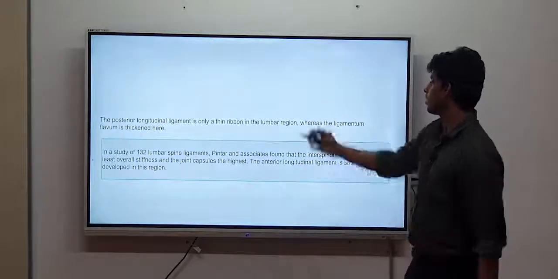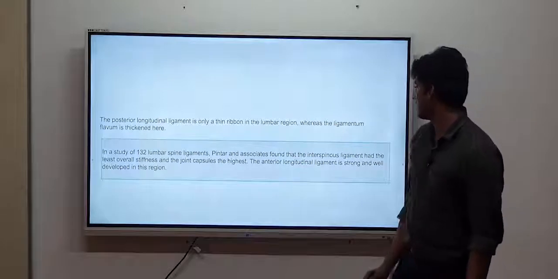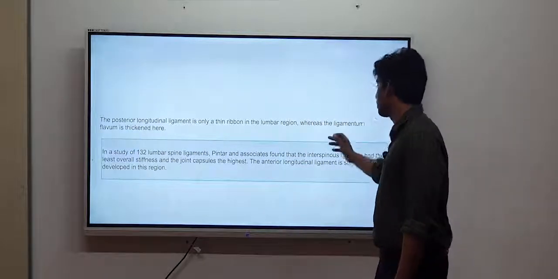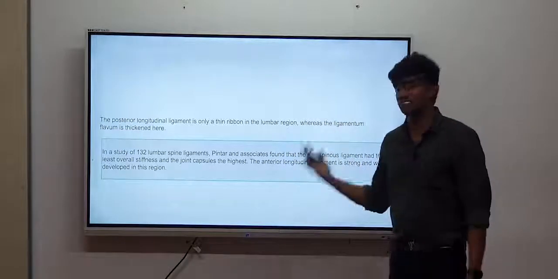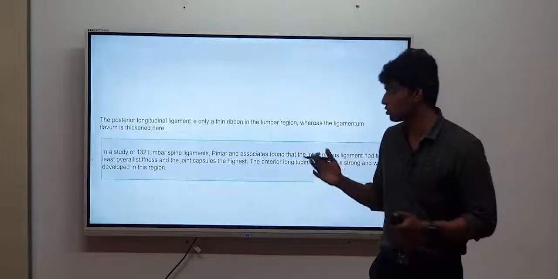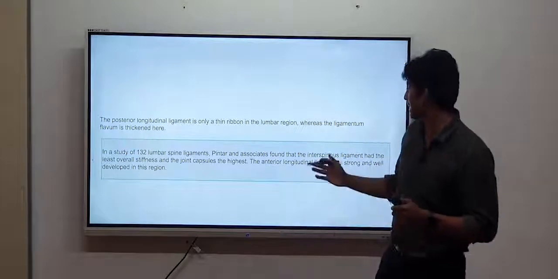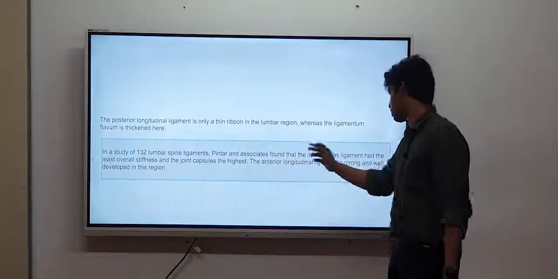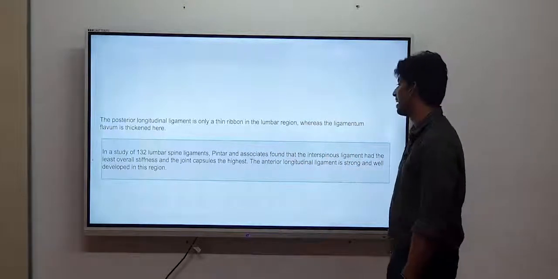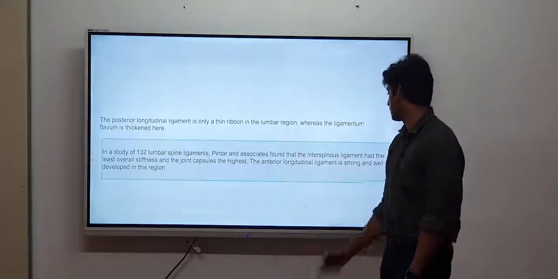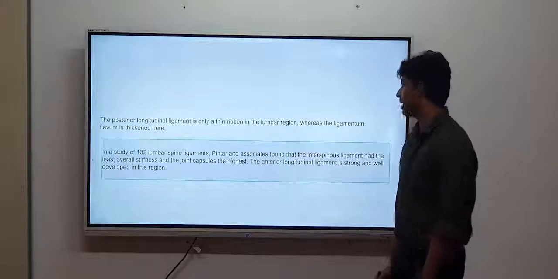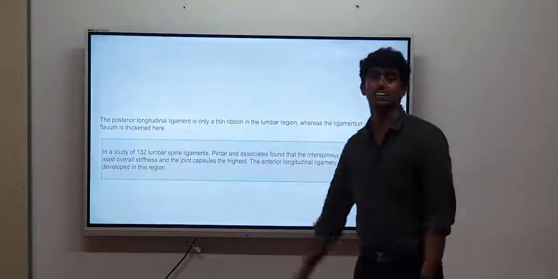The posterior longitudinal ligament is only a thin ribbon in the lumbar region, whereas the ligamentum flavum is thick. So they conducted a study on 132 spine ligaments. Pinder and associates found that the interspinous ligament had the least overall stiffness and the joint capsule had the highest. The anterior longitudinal ligament is strong and well developed in this region.